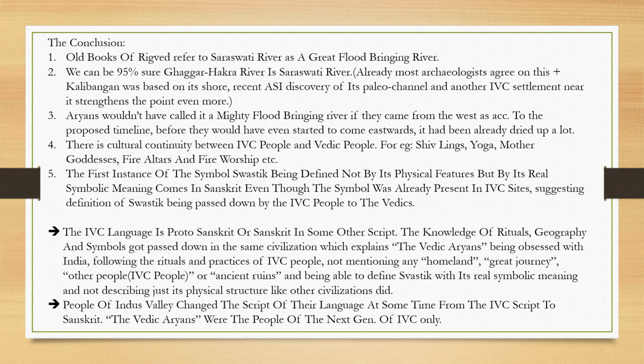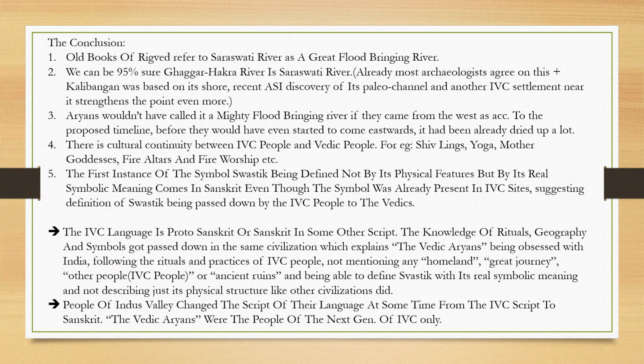So, with these 5 points, we can conclude basically the fact that the IVC language must have been Proto Sanskrit or Sanskrit in some other script. The knowledge of rituals, geography, and symbols got passed down in the same civilization. The Aryans were none other than the people of Indus Valley civilization only. This explains the Vedic Aryans being obsessed with India and Indian geography, following the rituals and practices of the IVC people, and not mentioning any Central Asian homeland or a great journey towards the east, or any other people like the people of IVC or any ancient ruins of the Indus Valley civilization.